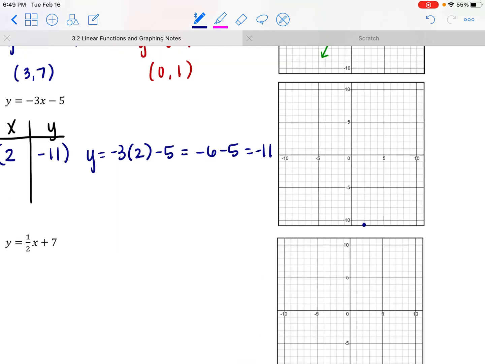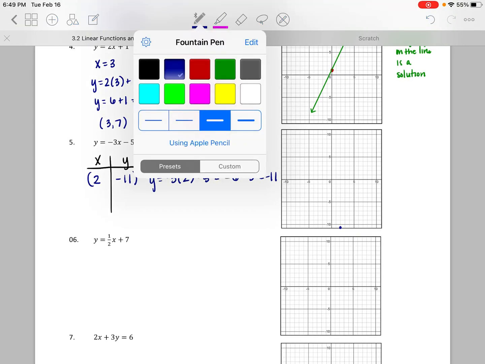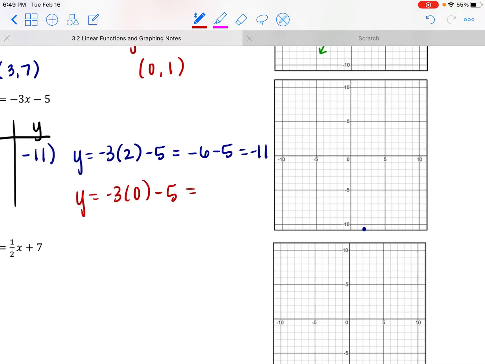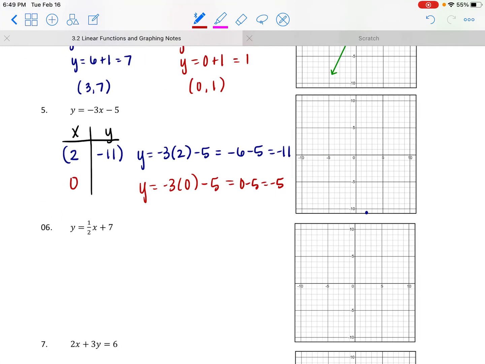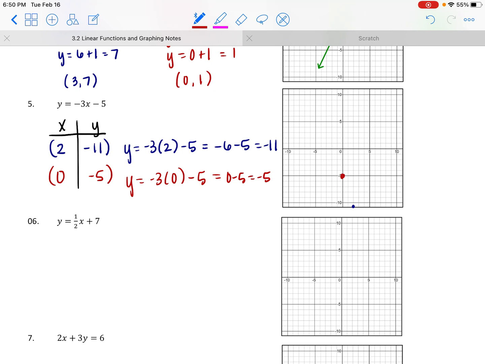Okay, so now let me pick another. We can pick whatever we want, but 0 is a nice one. I like plugging in 0. If I plug 0 in, negative 3 times 0 minus 5. 0 is nice because it makes that part go away, right? Anything multiplied by 0 is 0. So we just have 0 minus 5, which is negative 5. So when x is 0, y is negative 5. Again, this represents a point on my graph at (0, negative 5).